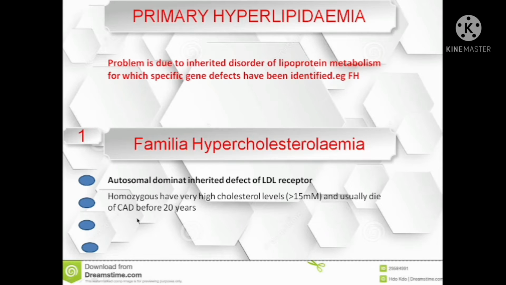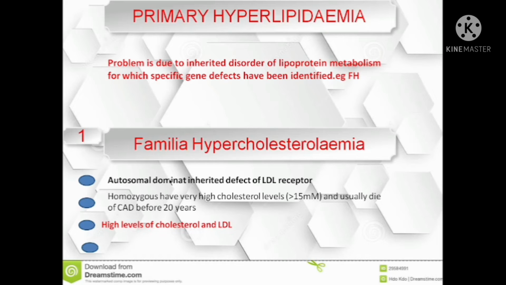So homozygotes have very high cholesterol levels, greater than 15 millimolar. They usually die of CAD before 20 years. There are high levels of cholesterol and LDL.